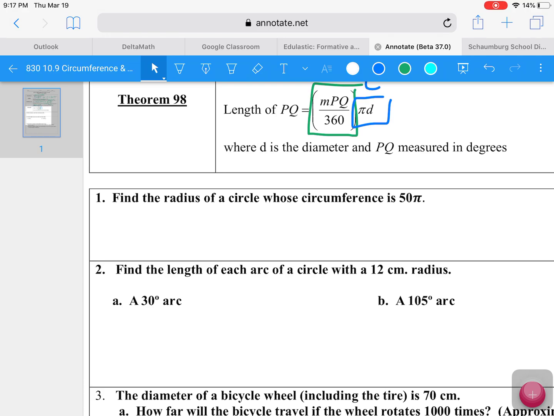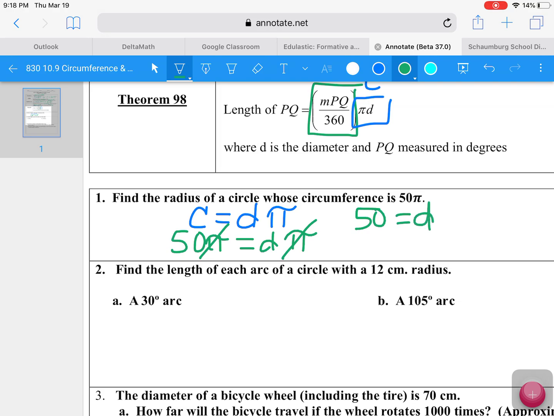So the first one there is find the radius of a circle whose circumference is 50 pi. Okay, so since I know circumference is equal to diameter times pi, I'm going to go ahead and replace the circumference here with 50 pi, and then I'm just going to write diameter times pi here. So if you look at that, I actually can take pi off of both sides there. I can divide both sides by pi, so it goes away. So I'm left with 50 equals d. So that means the diameter is 50. So if the diameter is 50, the radius is 25.